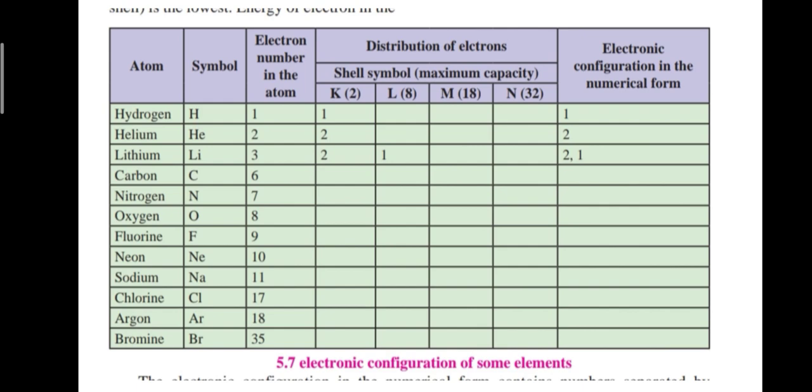So depending on this criteria only, the elements are classified and the electrons are properly distributed. You can see hydrogen has 1 electron, so it will go in the first shell. Helium 2 electrons, first shell. Now lithium 3 electrons, so the first shell's capacity is 2, so 2 of the 3 electrons went into the first shell. Now 1 electron is left, so it will go to the second shell, the L shell. The L shell's capacity is 8, so up to 8 electrons you can adjust here. 6, 7, 8, 9, 10.